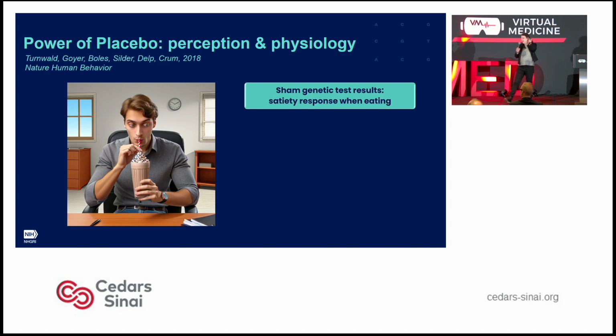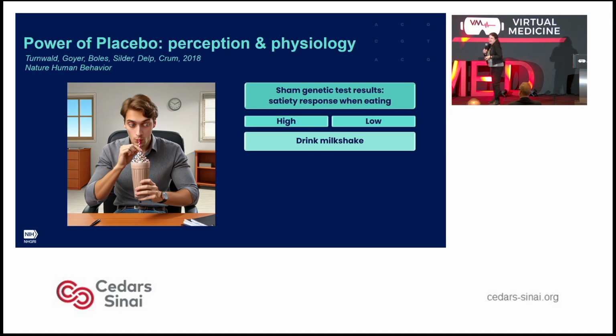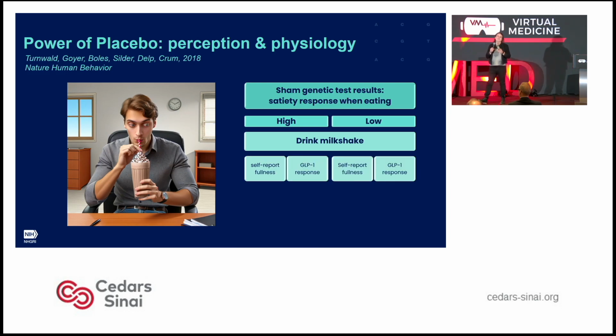So colleagues of mine brought people into the lab. They gave them a sham genetic test. They actually scraped their cheek, they ran the test, but they actually ended up randomizing people and told them that they had a genetic propensity to have either a high satiety response or a low satiety response when eating. They had them drink a milkshake, and then they measured a bunch of outcomes. I'm gonna focus on two. First is the self-report, how full do you feel? And the second one is GLP-1 response. So this is the hormone we were seeing a lot of focus on right now with some of these new drugs. It's this hormone about satiety.